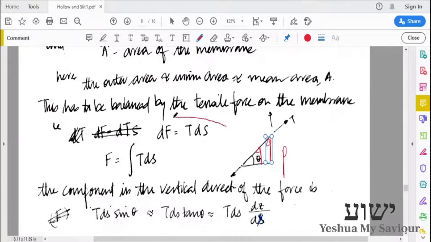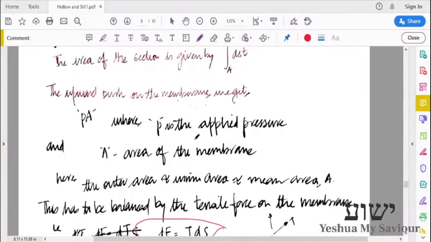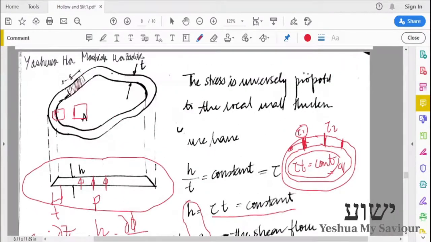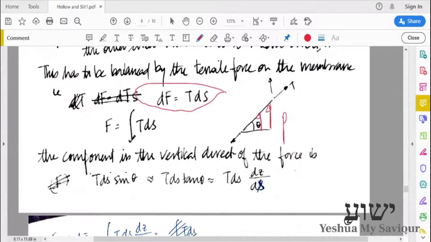This infinitesimal force is balanced by the surface tension of the membrane. The pressure acting on the entire region is given by p into A. If we consider an infinitesimal region in the membrane, the force on that infinitesimal length is given by dF equal to T into ds, where ds is the length. Everywhere we'll have the component T into ds. To find the total force acting on the membrane, we just have to integrate it over the entire length s.